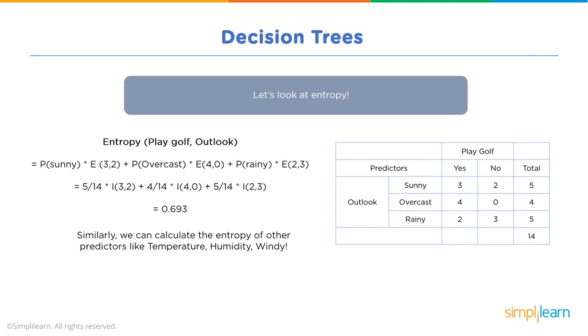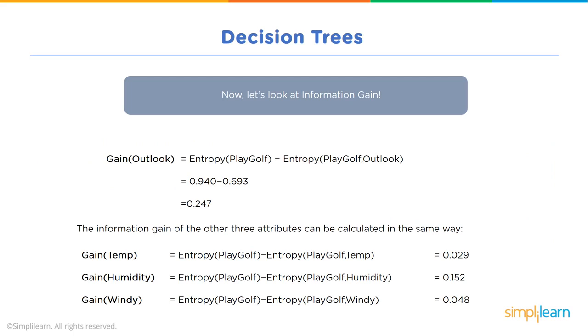And so we can now compute the entropy of just the part that has to do with the forecast. And we get 0.693. Similarly, we can calculate the entropy of other predictors like temperature, humidity, and wind. And so we look at the gain for outlook. How much are we going to gain from this? Entropy of play golf minus entropy of play golf given outlook. We can take the original 0.94 for the whole set minus the entropy of just the outlook, and we end up with a gain of 0.247. So this is our information gain.